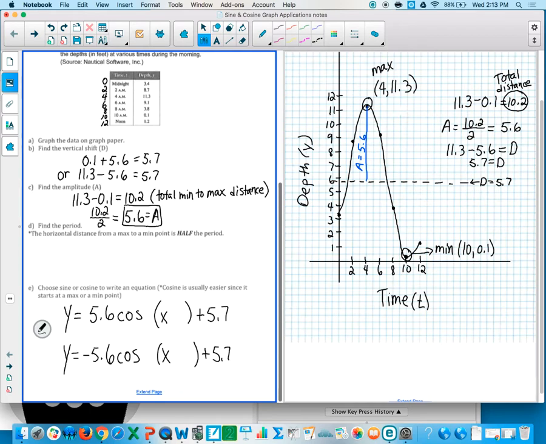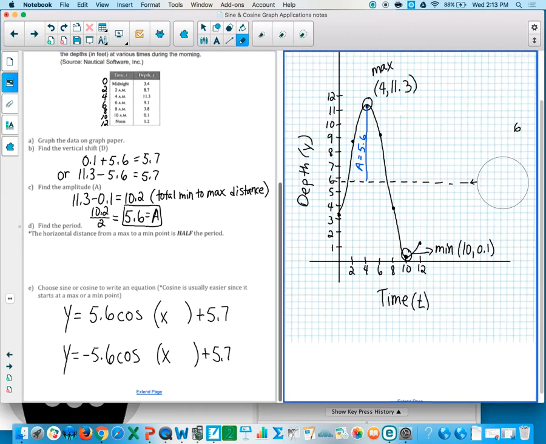Now, because we have differences in our phase shifts, I have two different equations, a negative and a positive, and I also want to figure out what the period is. So the nice thing about having a max and min point is that's giving us half the period. We need to really get back to another maximum point to figure out the full period. Okay, so that would be my full graph.